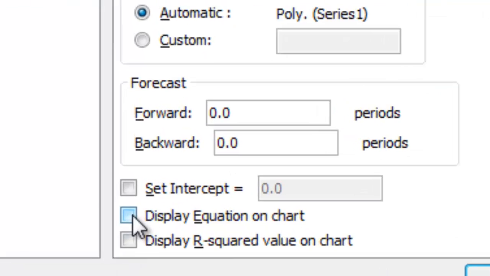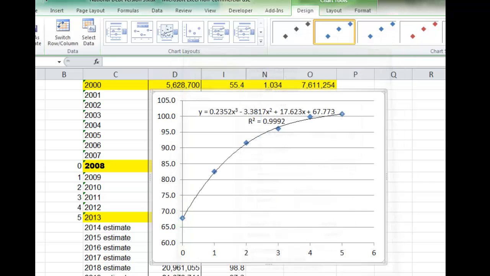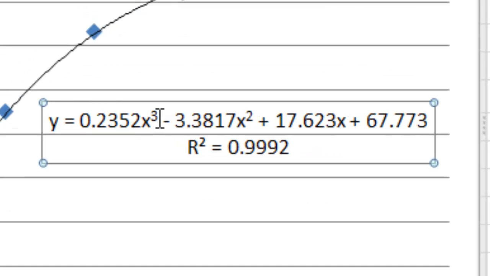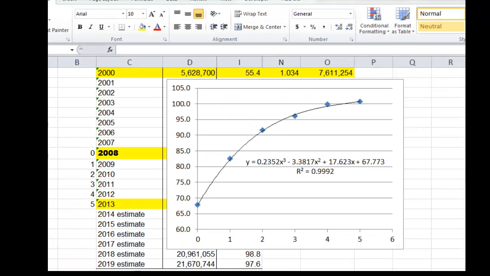We're going to display the equation because we're going to do a calculation on that later. And we want to display the r squared statistic because that's going to tell us how close the fit is. And when we do this, here is our polynomial of degree 3. Polynomial of degree 3, our cubic equation, that simply means that the highest exponent of x here is 3. Now r squared, this is very good. R squared here is 0.9992. That means that this is a very, very good fit, about as good a fit as you're going to get in the real world.